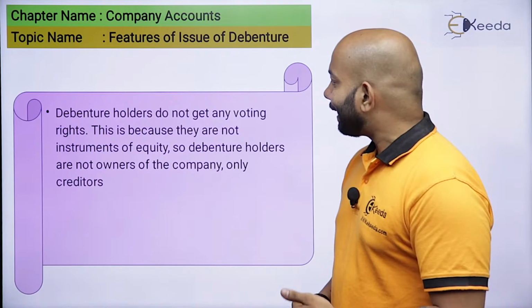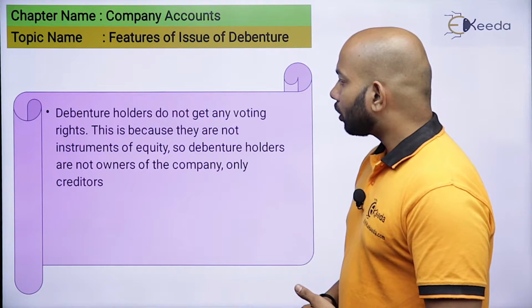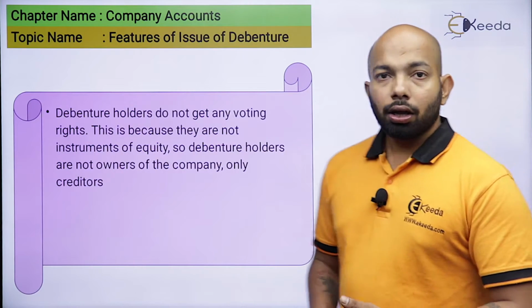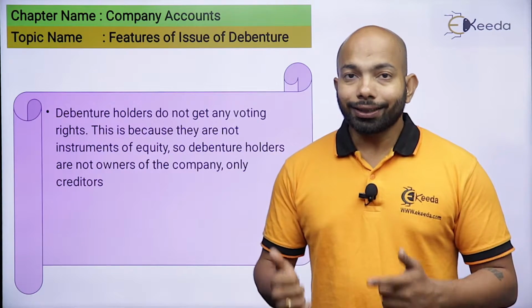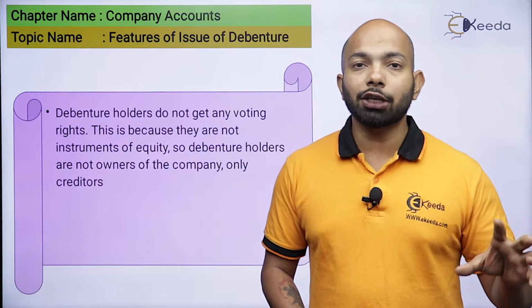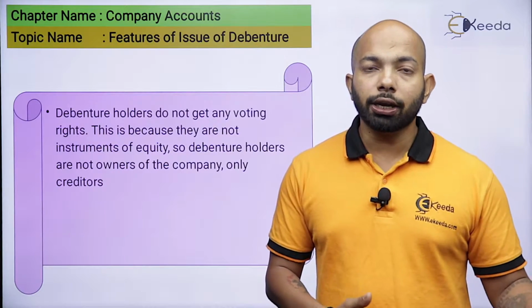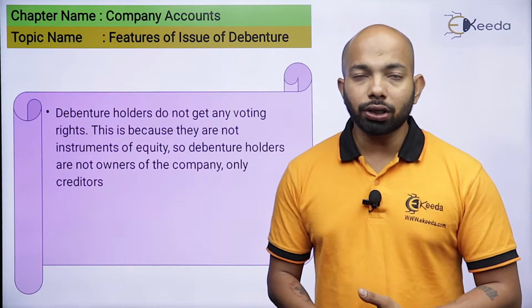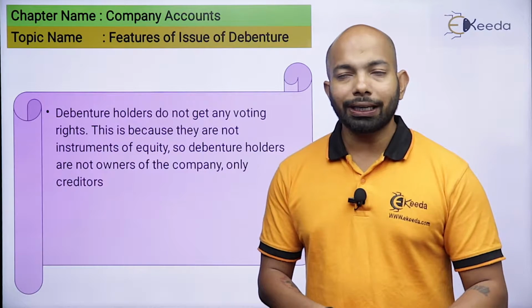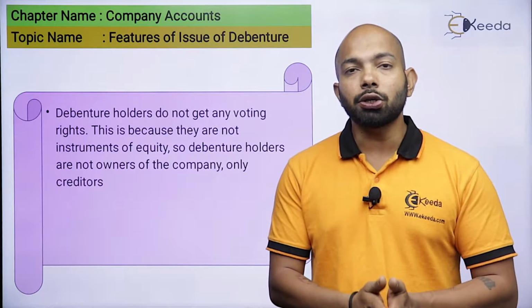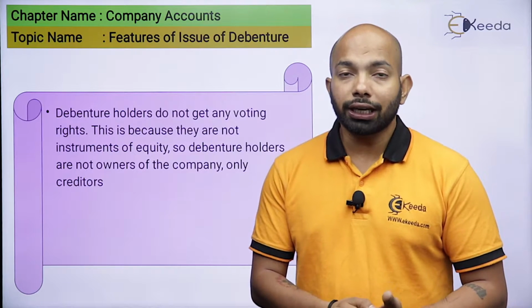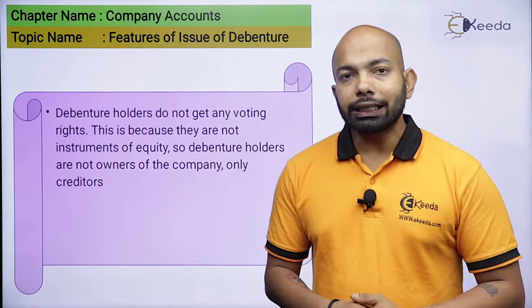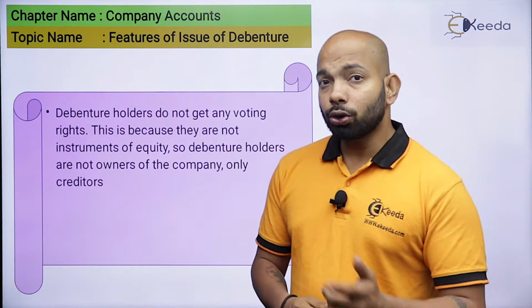Debenture holders do not get any voting rights. This is because they are not instruments of equity, so debenture holders are not owners of the company, only creditors. Now, equity and preference shares have voting rights. Why? Because they are the equity holders or the preference shareholders of the company. Hence, they have that voting right. But debenture holders are only the creditors of the company and hence they have no right into the management or the functioning of the company itself. Hence, in such a scenario, they have no voting rights made available to them. Let's go on to the next point here.